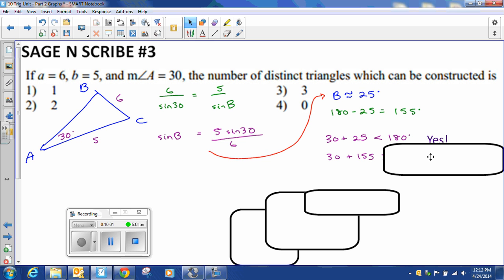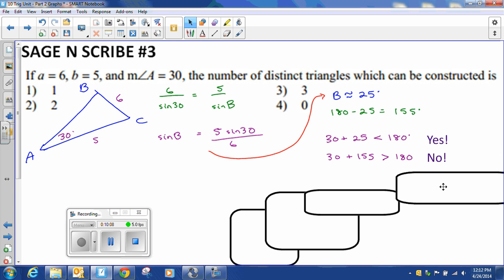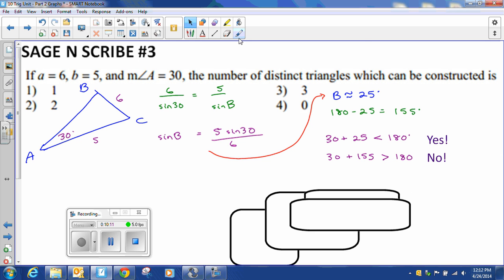30 plus 25 is less than 180, yes, that'll work. But 30 plus 155 is 185, that does not work. So we have one yes, one no.